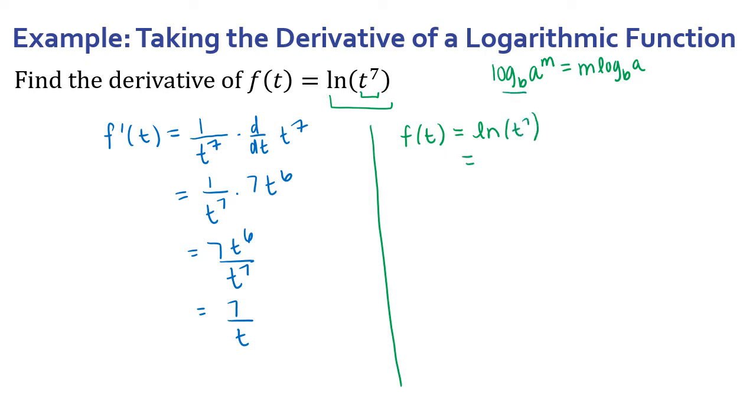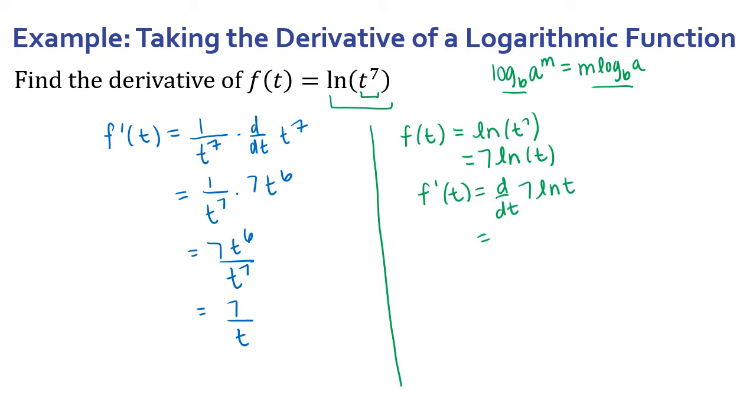So I can use this property to move that 7 in front. Instead of it being a power, now it becomes a factor, and that's just using the properties of logarithms that we learned in college algebra. Now this is a much easier function to find the derivative of, because this is just taking the derivative of 7 natural log of t.